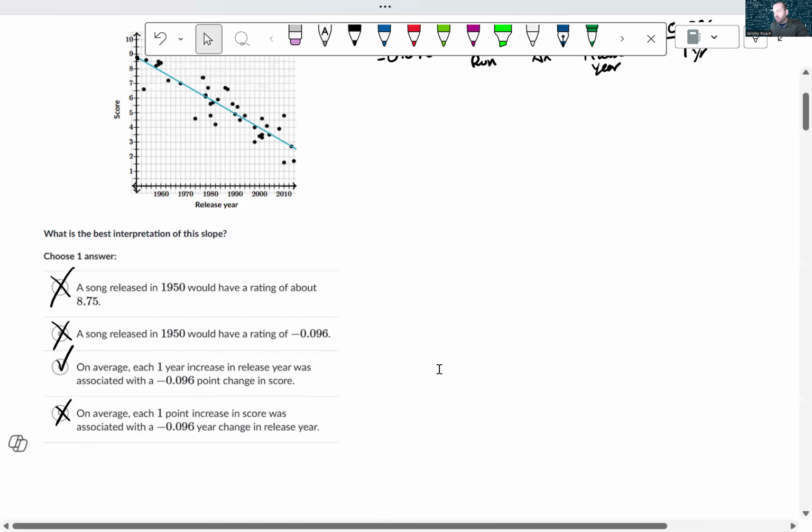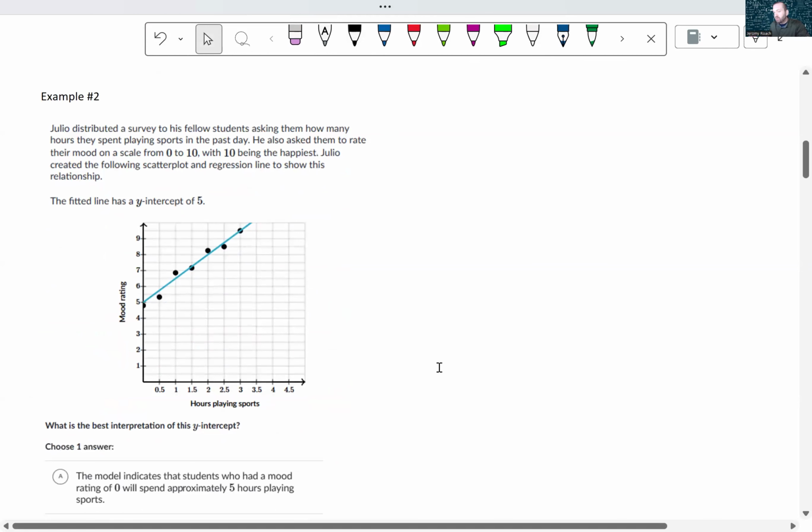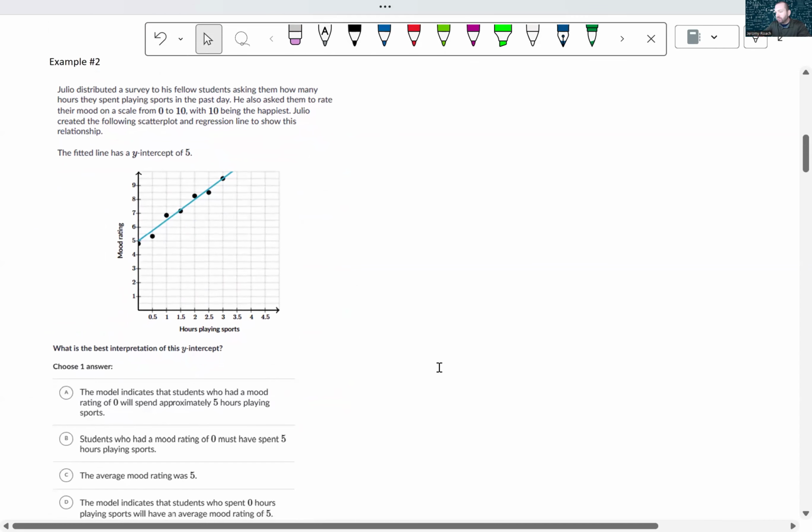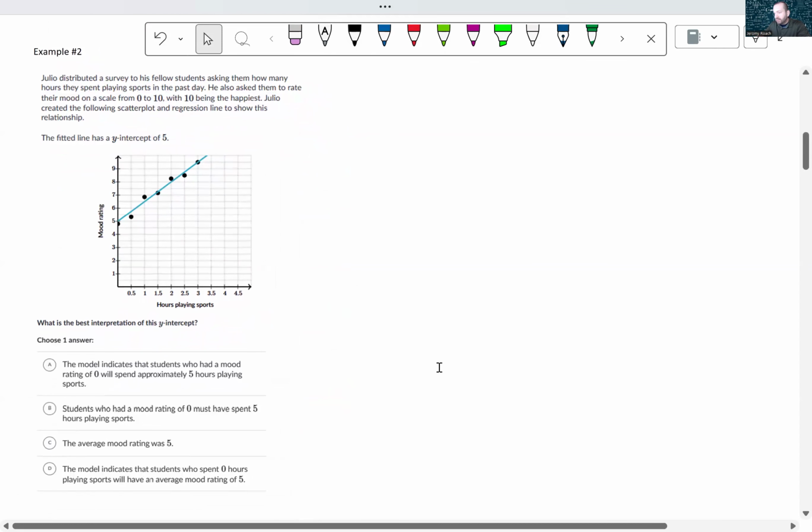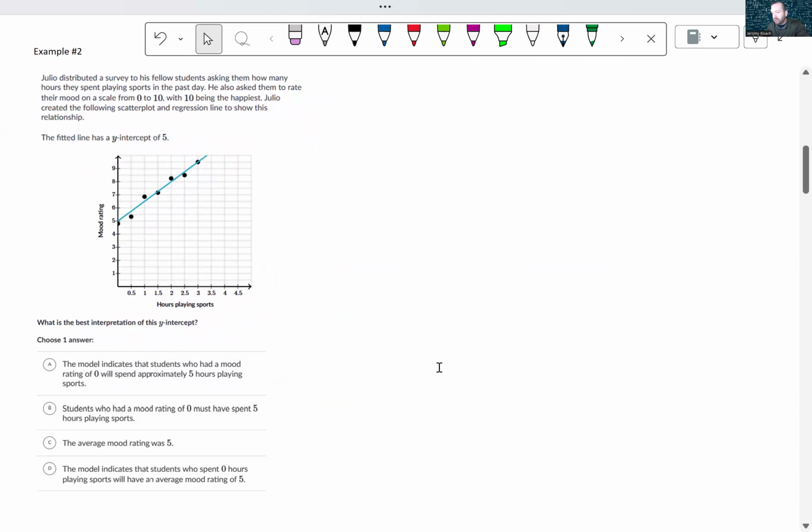Okay, let's look at another one. This says Julio distributed a survey to his fellow students, and he was asking them how many hours they spent playing sports in the past day. He also asked them to rate their mood on a scale from 0 to 10, with 10 being the happiest. And he found some data and made a scatter plot with a regression line or predicted values on the blue line here. And it says the fitted line has a y-intercept of 5.